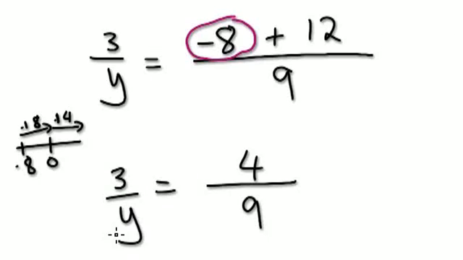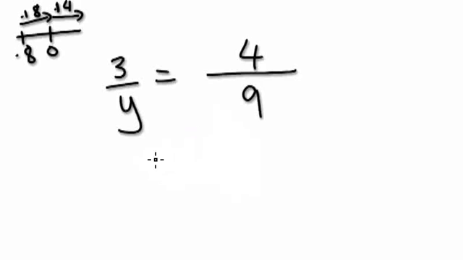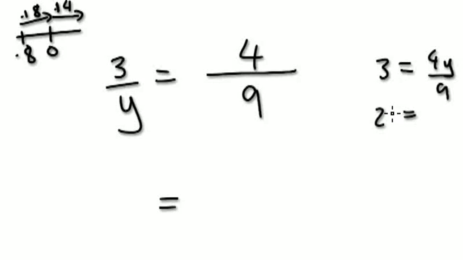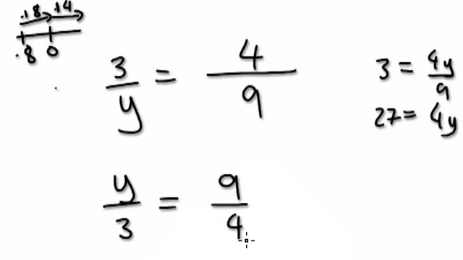Remember, this is 3 over y at the moment. So now y is at the bottom. So you could do this. You could times both sides by y. So that would be 4y over 9, and then times both sides by 9, and so on. Let's use the reciprocal. Take the reciprocal of both sides. So y is on top now. So this would be 9 over 4.